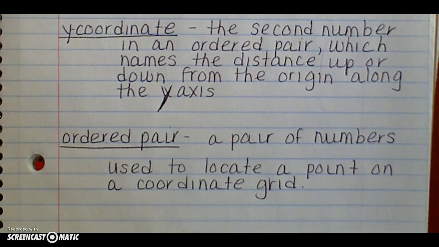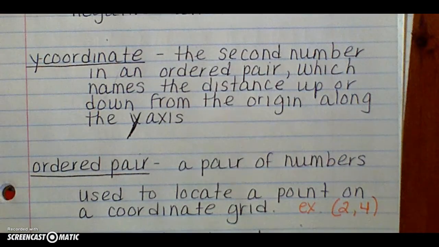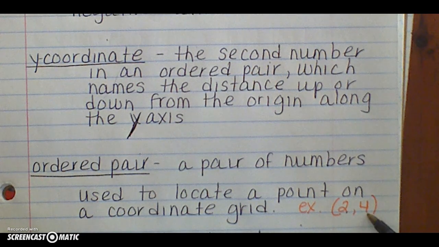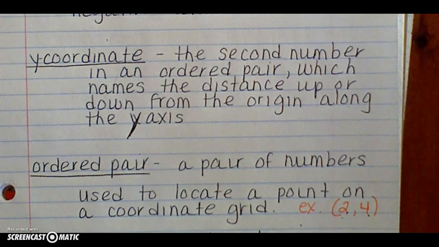the y-axis. And the last definition is ordered pair. It is a pair of numbers used to locate a point on a coordinate grid. An example of an ordered pair is (2, 4), and this is the way you would see it written. The 2 represents the x-coordinate and the 4 represents the y-coordinate.